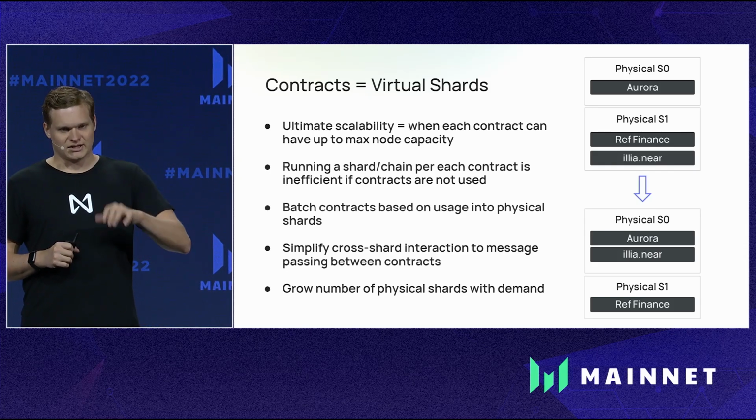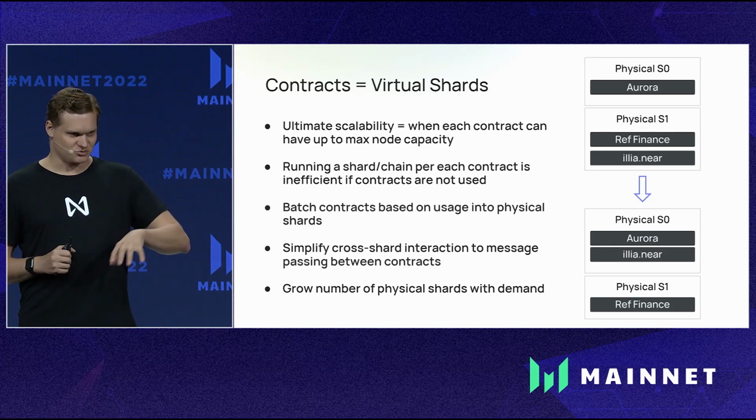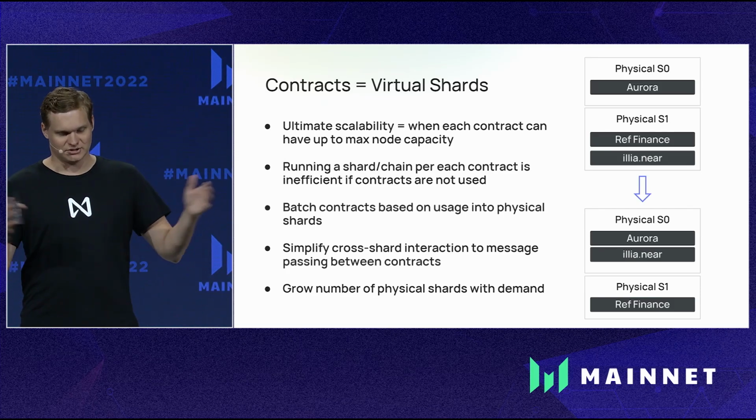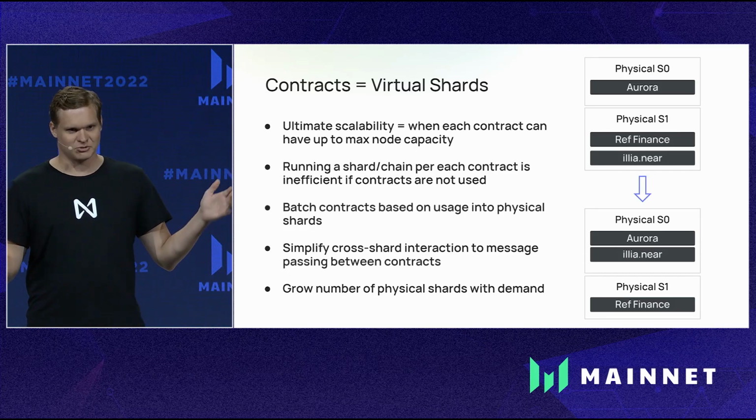Now, running that physically, imagine we have 1 million apps on NEAR. You would need 1 million shards, 100 million computers to run it, which is very inefficient. So we batch that. We group them together based on usage in such a way that they fit in one shard, and they execute and deliver the performance and stability that's needed.